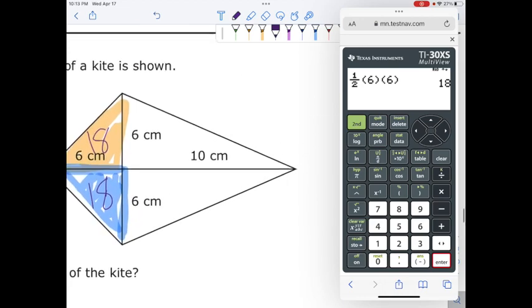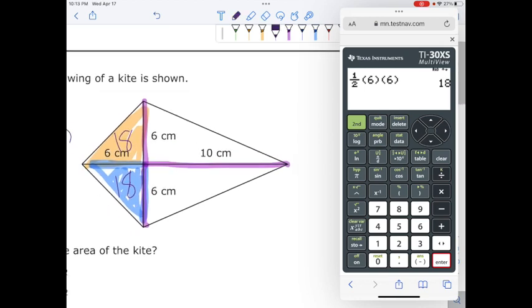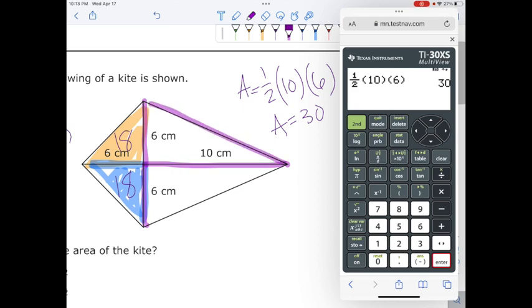So now let's look at the long triangles. I think they're the same as well because they share this side that's 10, and then their height is 6. The height of that one is 6, and the height of that one is 6. So here we go. Let's try it out. A equals 1/2. The base is 10. The height is 6. I'm going to put that in our calculator. 1/2, parenthesis 10, parenthesis 6. Enter, is 30. So the area of those equals 30. This one is 30, and the one below it is 30.